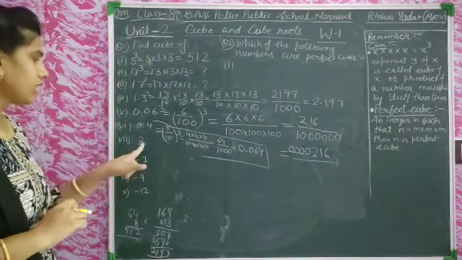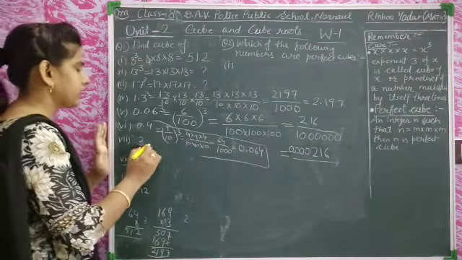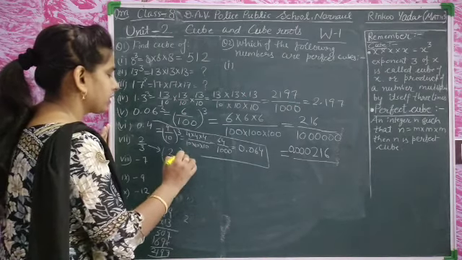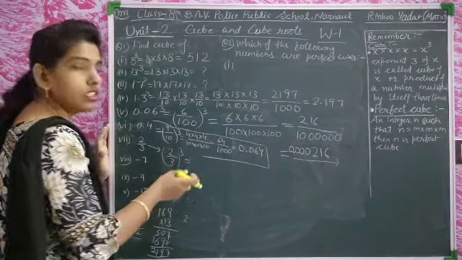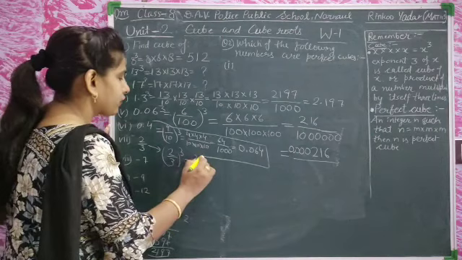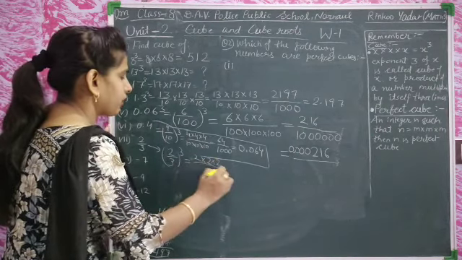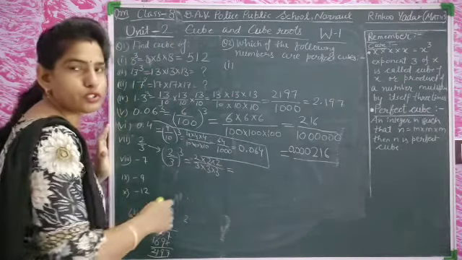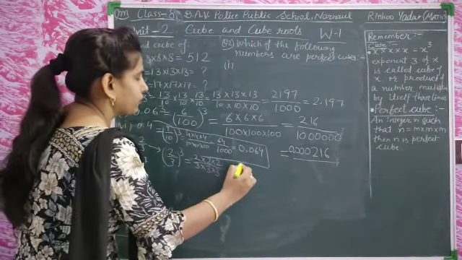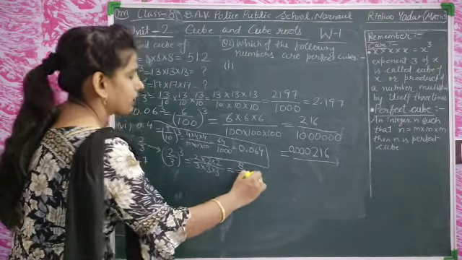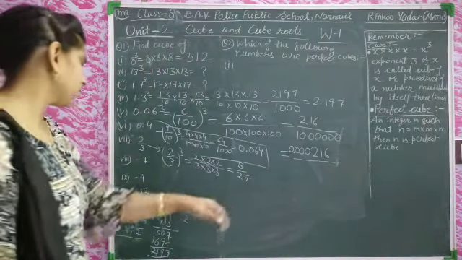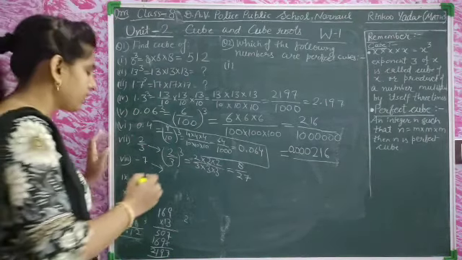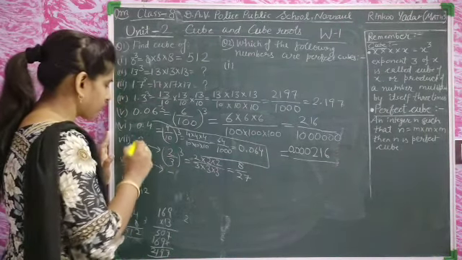Is it clear, students? Now we will go to the next question, that is 2 by 3. In 2 by 3 we will find the cube of this number. We see in the property 2 into 2 into 2 divided by 3 into 3 into 3, that becomes 8 divided by 27. We will get this answer. Now we will find the cube of a negative number, doing the same process.